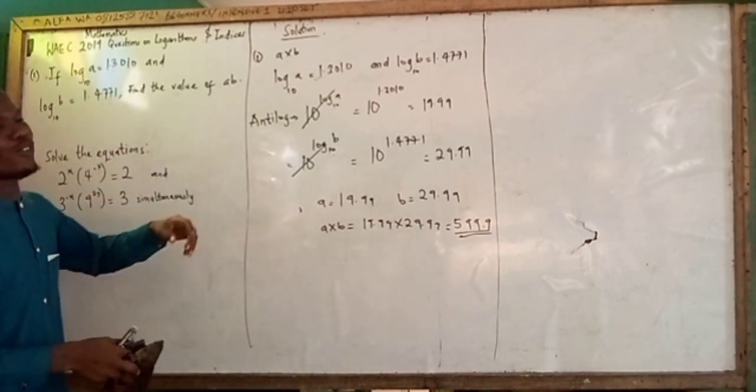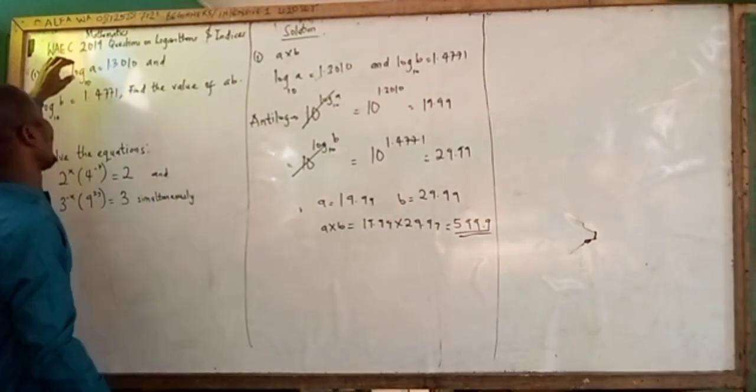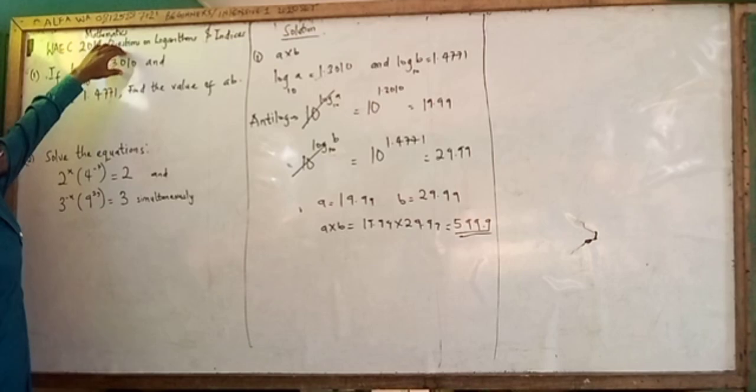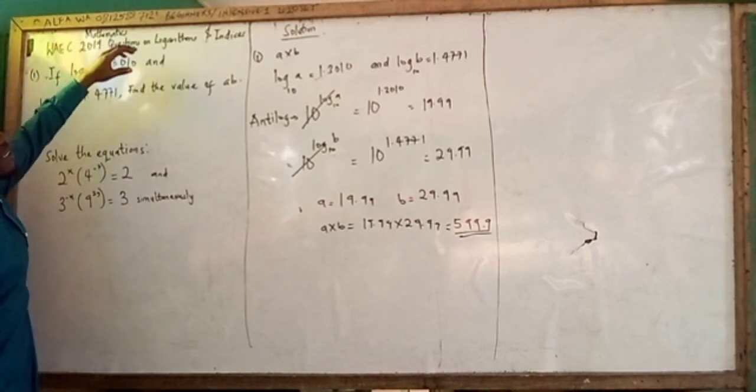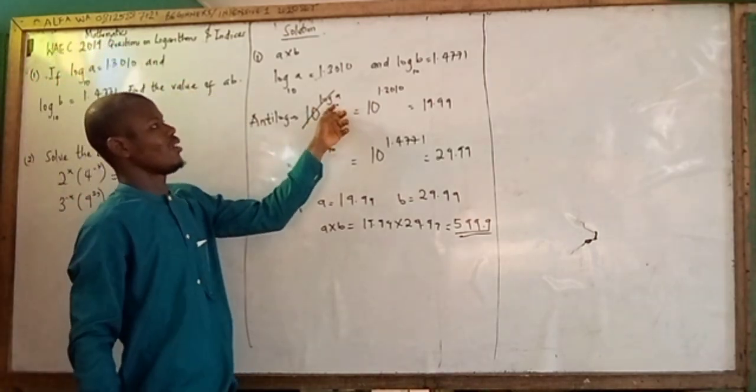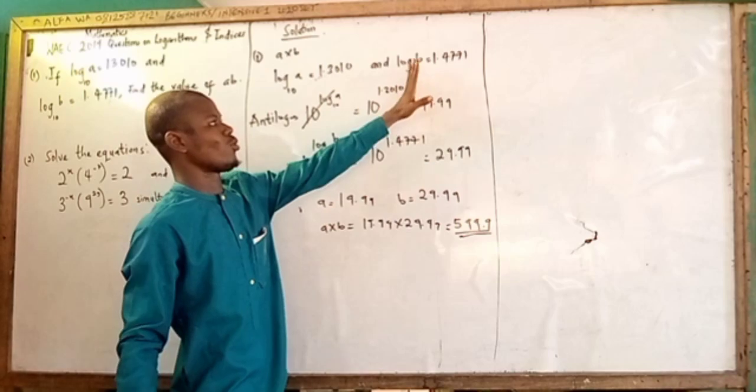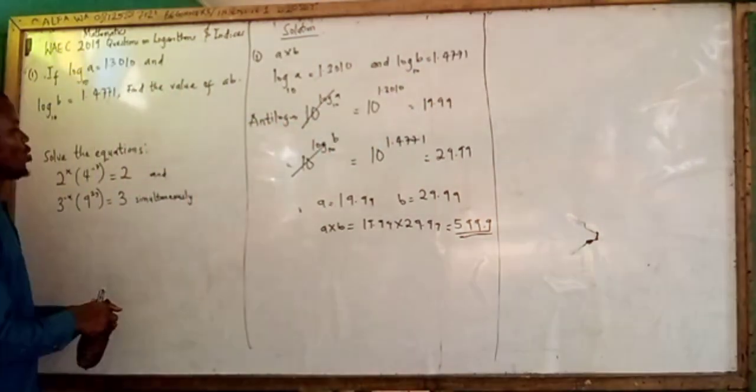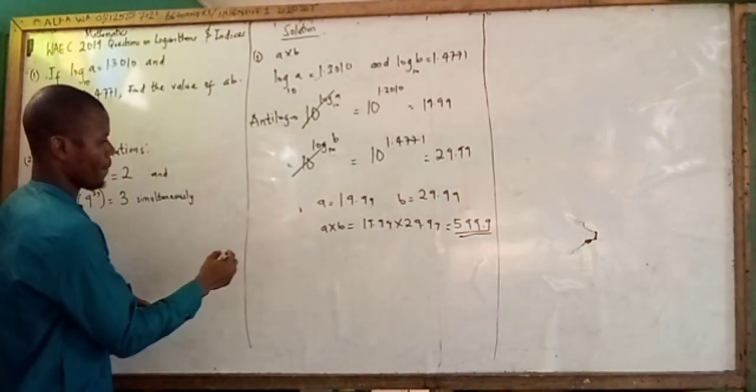So to solve questions like this, we are going to find the antilog of both sides. After getting the antilog of both sides, the log cancels out the antilog. Then we just find the antilog of the number we have. So for the second question, right?